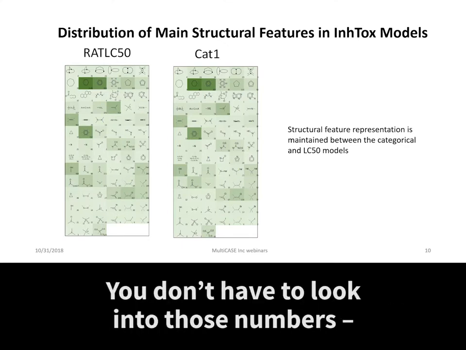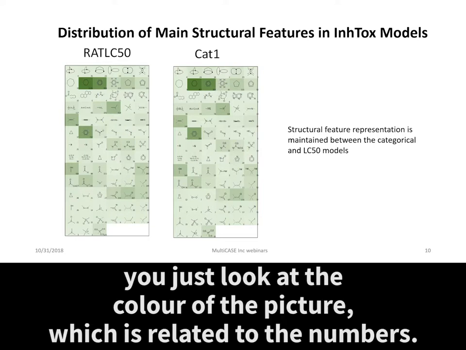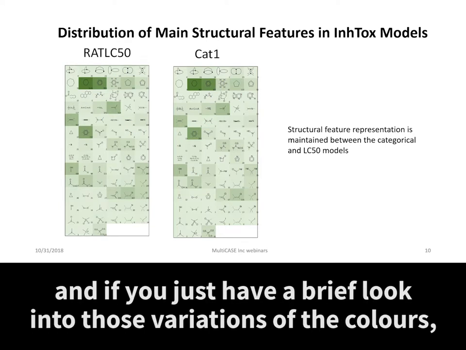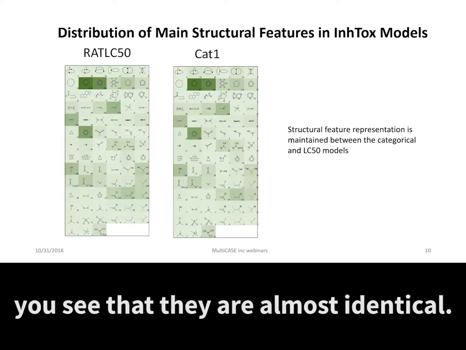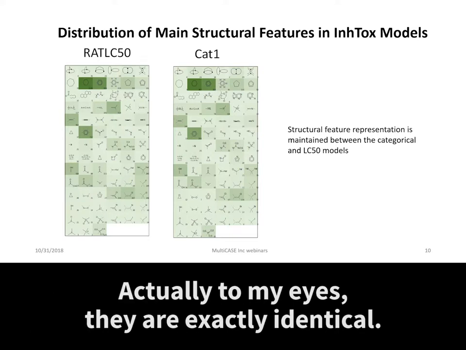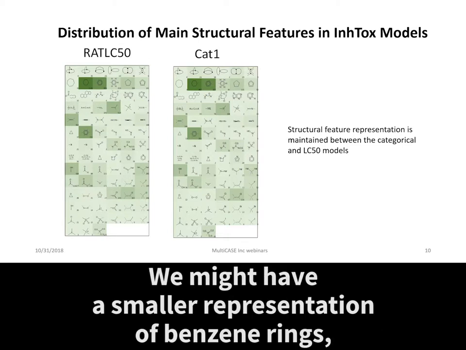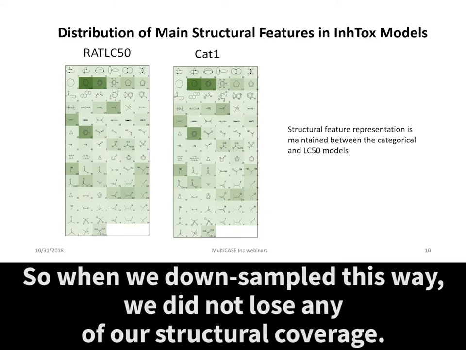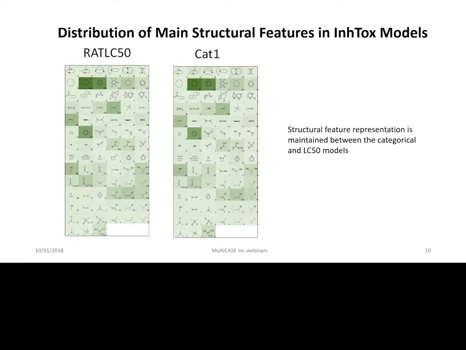You don't have to look into those numbers. You just look at the color of the picture, which is related to the numbers. The darker the color is, the higher the number is. And if you just have a brief look at those variations of the colors, you see that they are almost identical. Actually, to my eyes, they are exactly identical. We might have a smaller representation of bands and rings, for example, in CAT1, but relative to other functionalities, it's exactly the same. So when we downsampled this way, we did not lose any of our structural coverage.